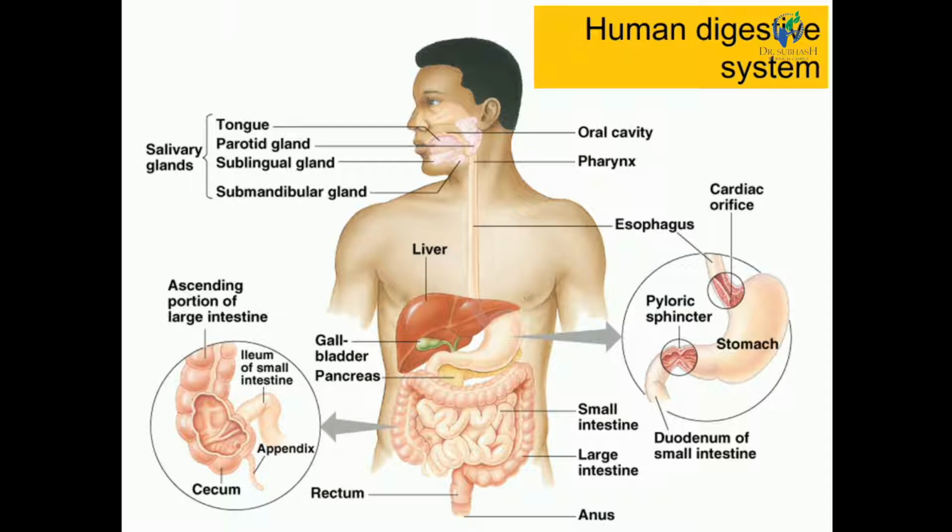Other than the digestive tract, there are certain accessory organs: the liver, pancreas and gallbladder. These three also help in digestion. Now we will discuss each segment individually. From the GTU exam point of view, the diagram is important, where we need to mention the oral cavity, esophagus, stomach, small intestine and large intestine.